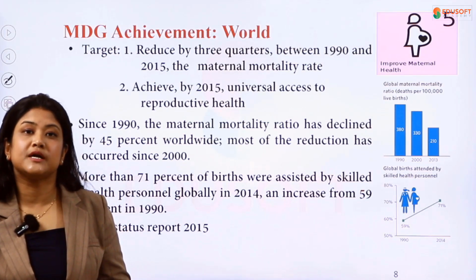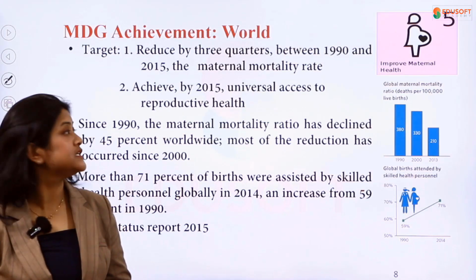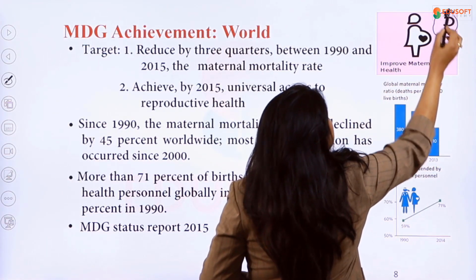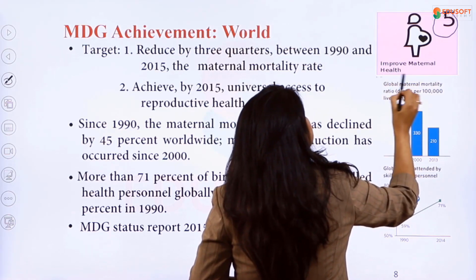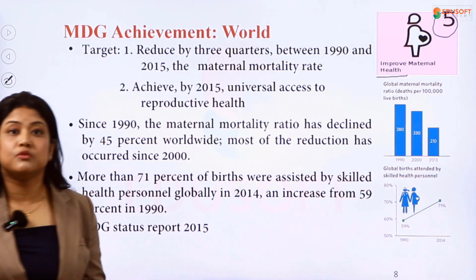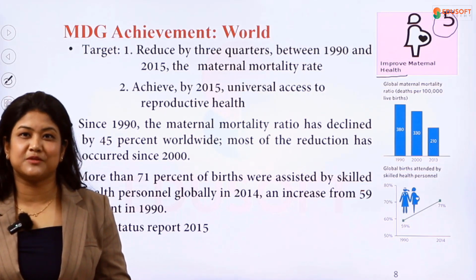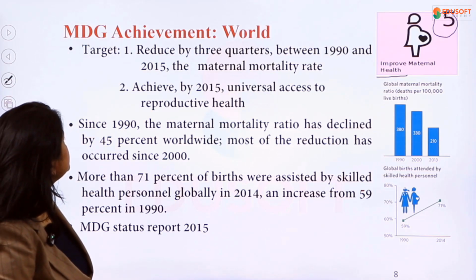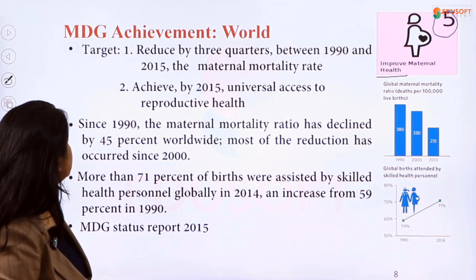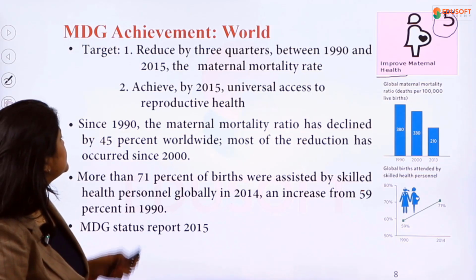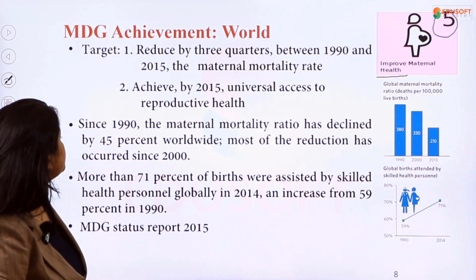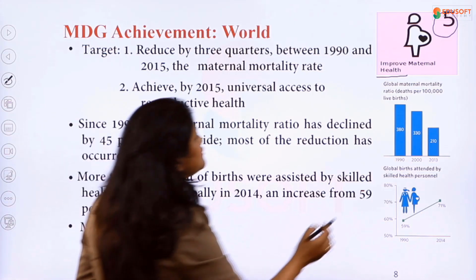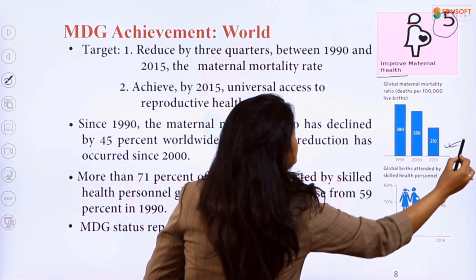Now coming to our next Millennium Development Goal, Goal 5, which says improve maternal health. What were the achievements that Millennium Development Goal 5 could achieve in the world? Since 1990, the maternal mortality ratio has declined by 45% worldwide, and most of the reduction has occurred since 2000. I have shown it here in the chart.